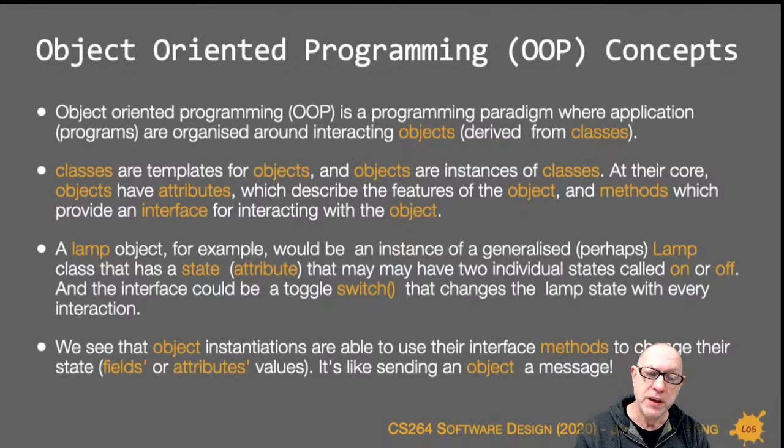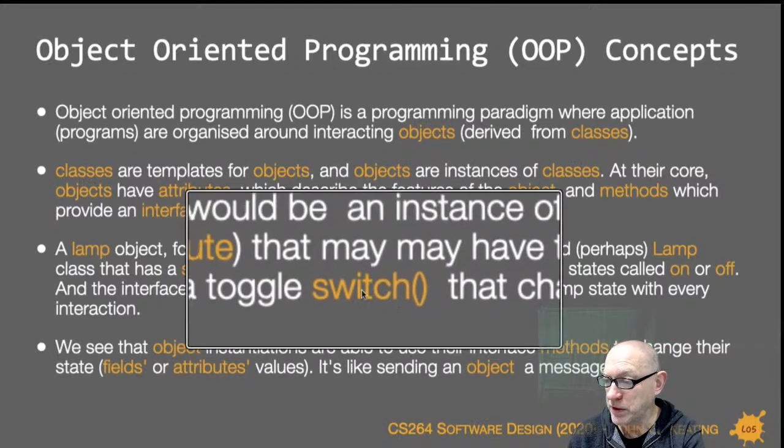So if you think about, for example, a lamp object, some real-world lamp, that would be an instance of a generalized lamp class that has a state, and the state might be some kind of attributes. And then you might have two individual states that could be on or off. And then the interface could be just a toggle, which would be a switch that changes the lamp state with every interaction. And depending on the kind of lamp, it could be a strobe lamp, it could be a dimmer lamp, and so forth. The functionality of the switch really would be different depending on each one.